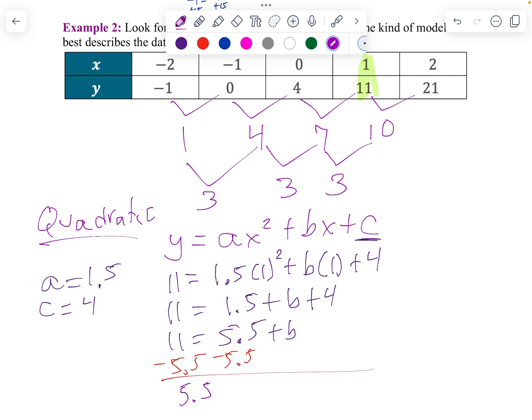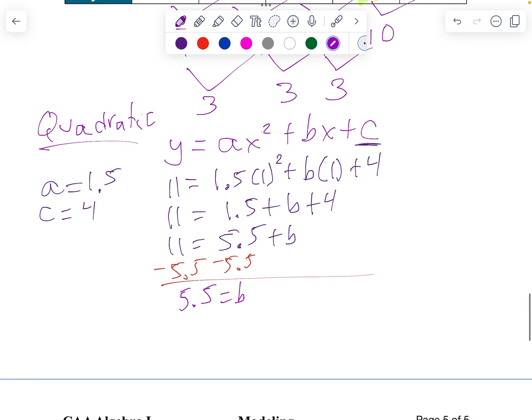So 5.5 is b. Now, on your computer, they might require fractions, so let's write this as a fraction. So a is 1.5, which is actually 3 over 2, isn't it? 3 over 2 x squared plus b, we just said, was 5.5, which is 11 over 2 x plus 4.